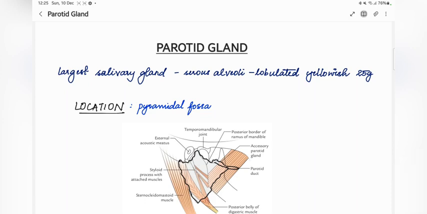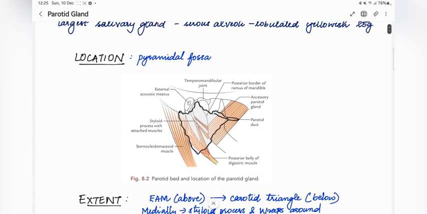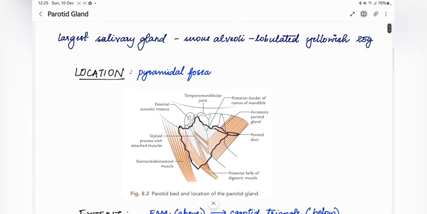So the boundaries of the parotid bed are as follows. Anteriorly, it is bounded by the posterior border of the ramus of the mandible, as we can see here. Then posteriorly by the mastoid process. Superiorly we have the external acoustic meatus, and medially we have the styloid process. We can see the styloid process here. So anteriorly by the posterior border of the ramus of the mandible, posteriorly by the mastoid process, superiorly by the external acoustic meatus, and medially by the styloid process.